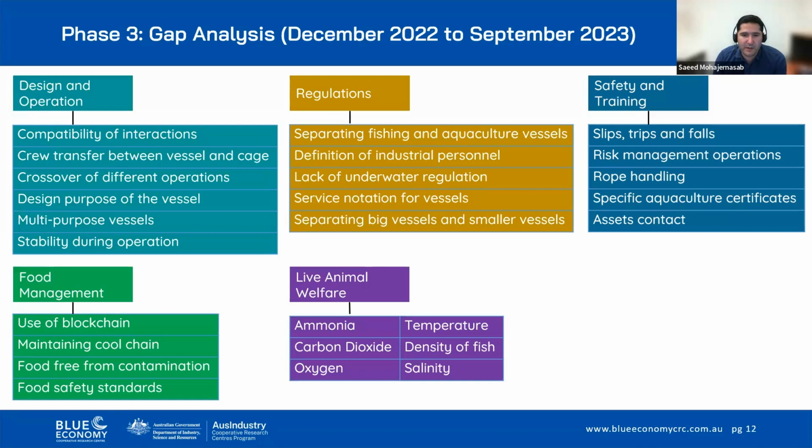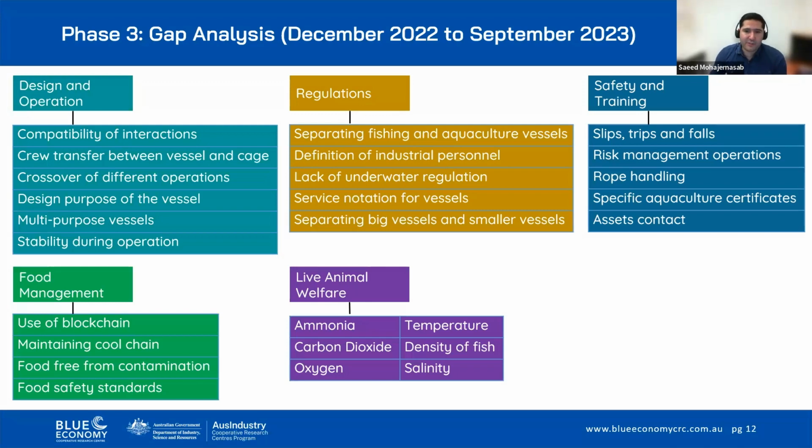Regarding safety and training, the primary issue was slips, trips, and falls, which constituted the majority of our incidents. Risk management for operations such as rope handling and crane operations. The need for specific aquaculture certificates was suggested, separate from fishing vessel certificates, and we also had some concerns about assets and equipment contacting each other.